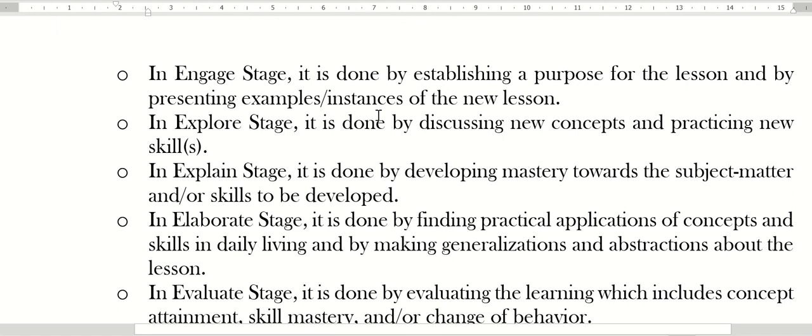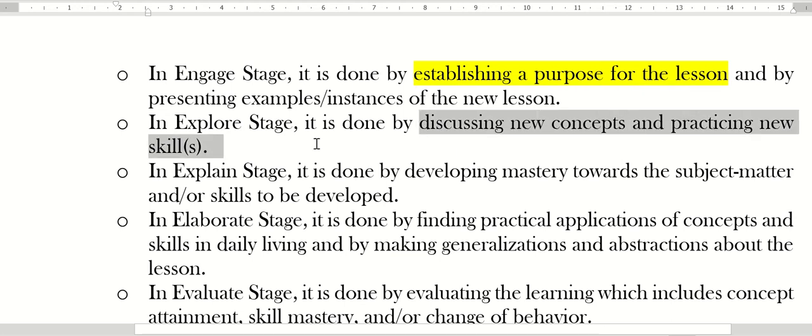For engage stage, it is done by establishing a purpose for the lesson. There is a time that you mention your objective, you are collecting their attention so that you can present examples or instances of the new lessons. In explore stage, it is done by discussing new concepts or practicing new skills. So later, I will give some examples how to do the following stages in a lesson plan.